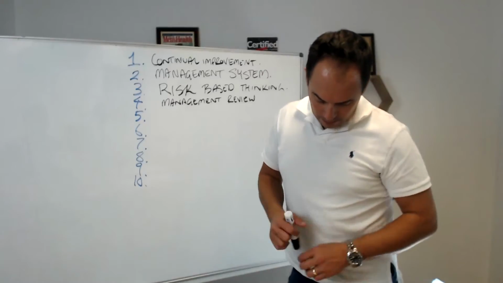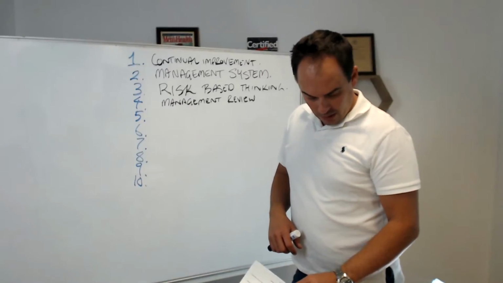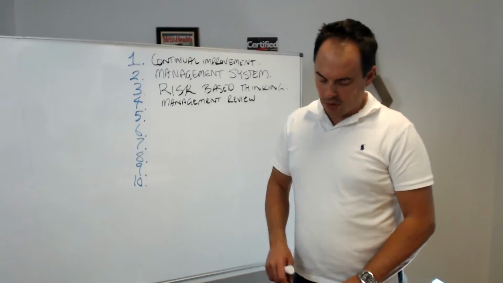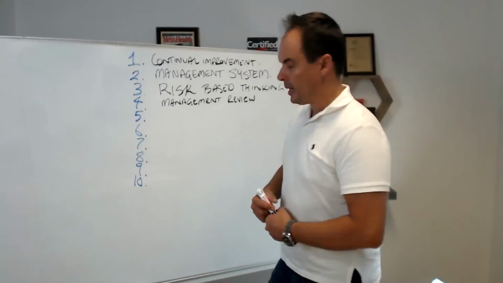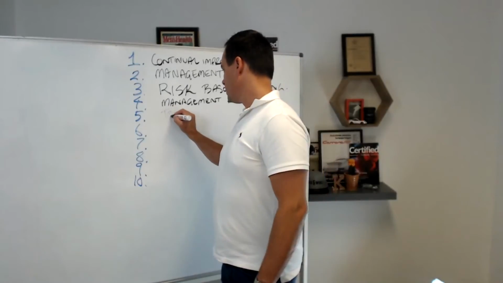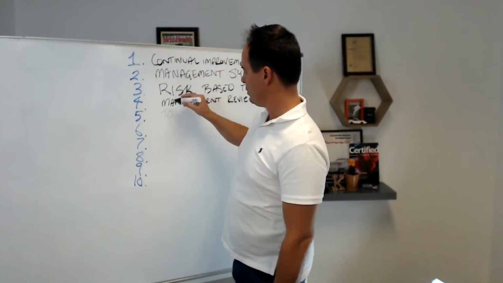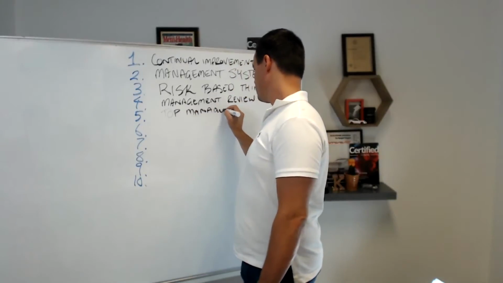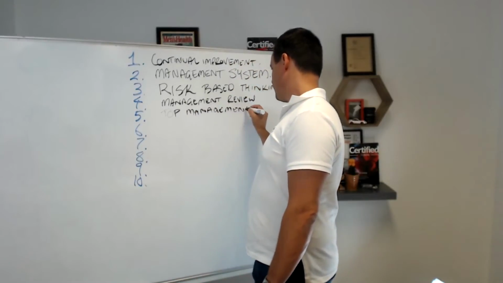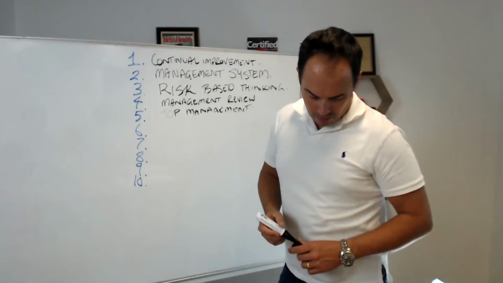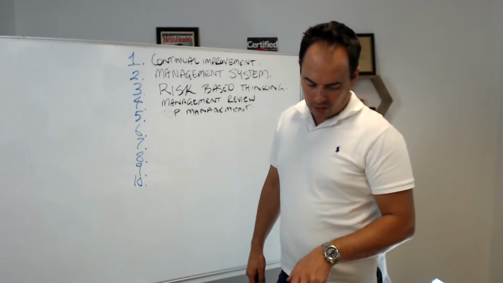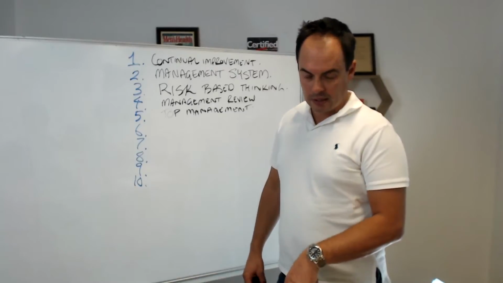So, let me think about this. On the topic of management review, I think we need to talk about top management. And we're going 1, 2, 3, 4. Top management. This is a really interesting one. Top management: person or group of people who direct and control an organization at the highest level.